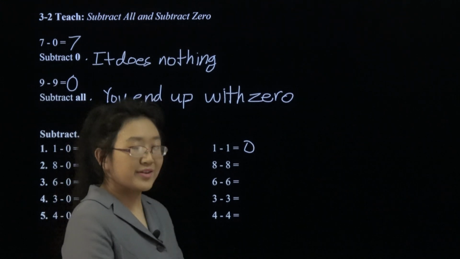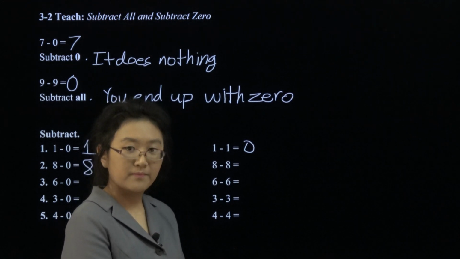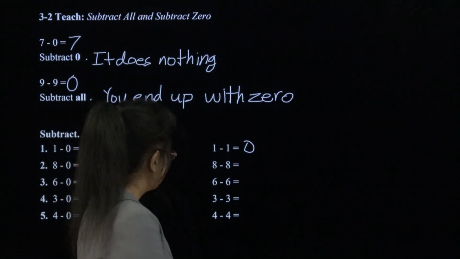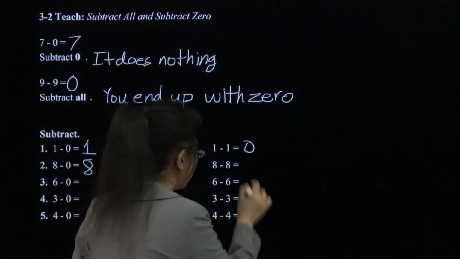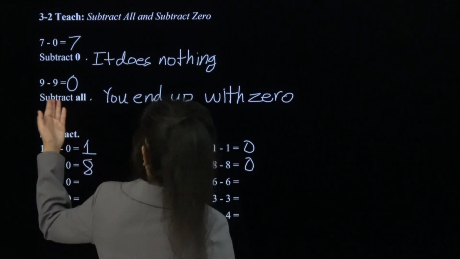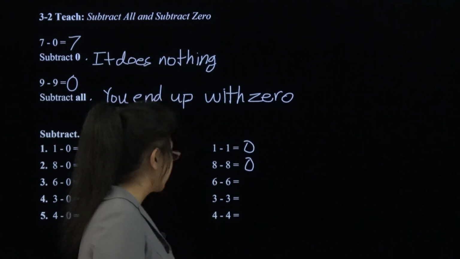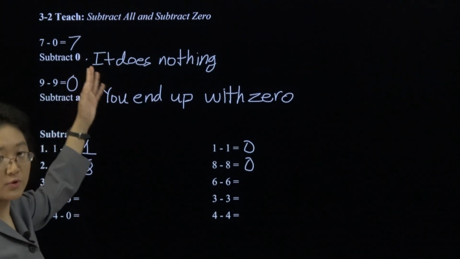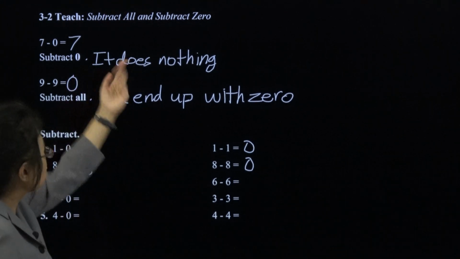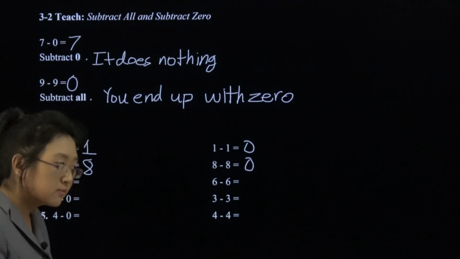Now, 8 minus 8. You eat all of your gummy worms. Well, that means that you have nothing left. And because of the subtract all rule, you know that you have nothing left. 6 minus 0, according to the subtract 0 rule, it does nothing. So you're still going to end up with 6.